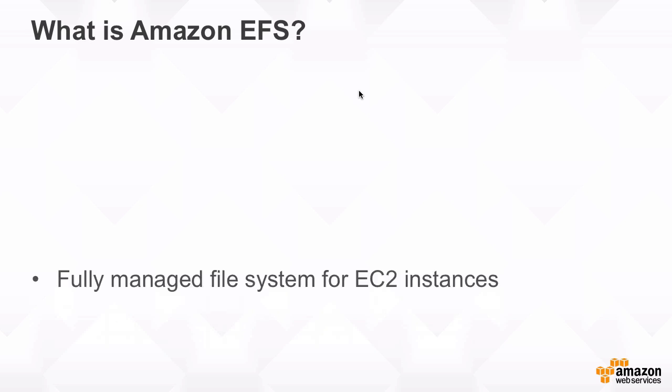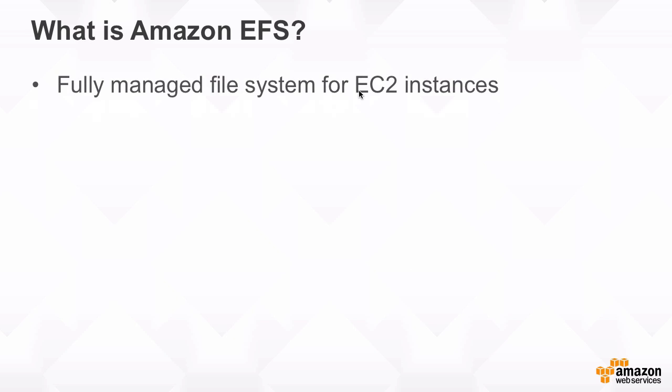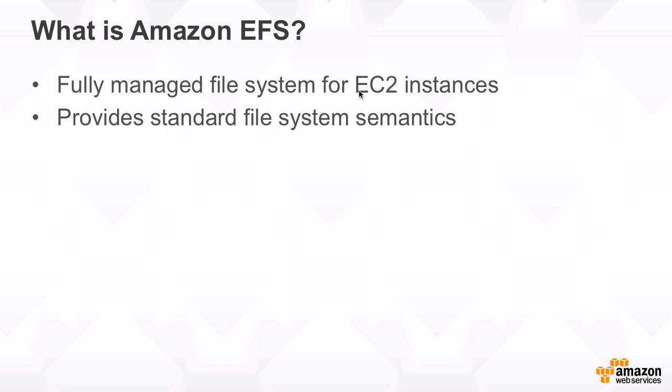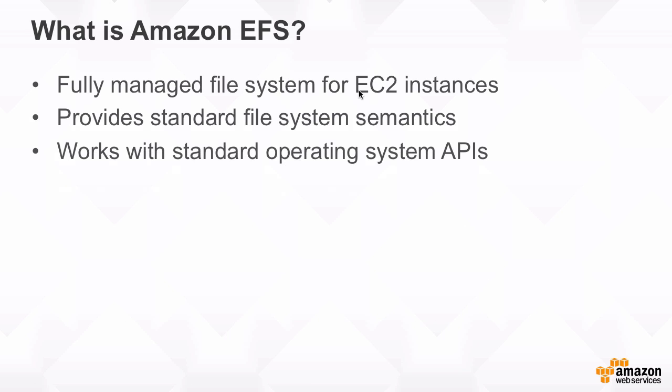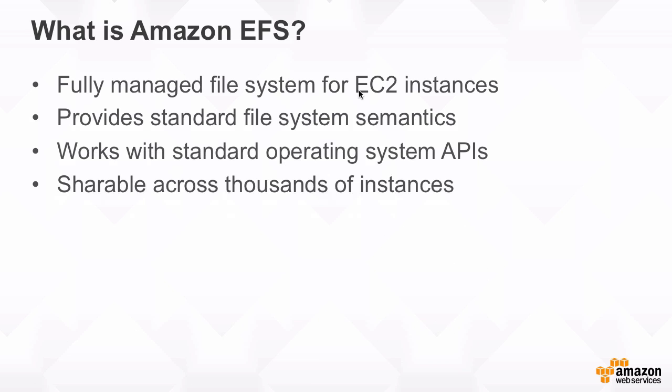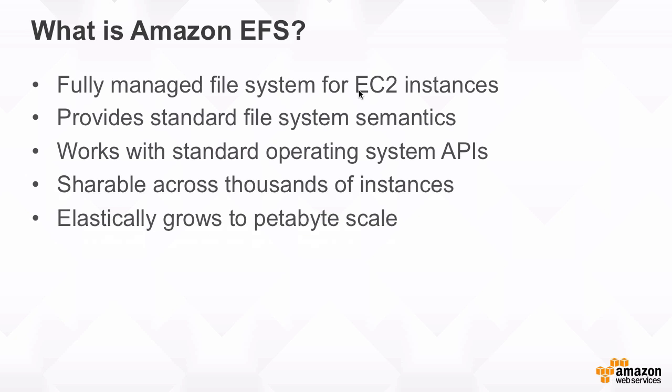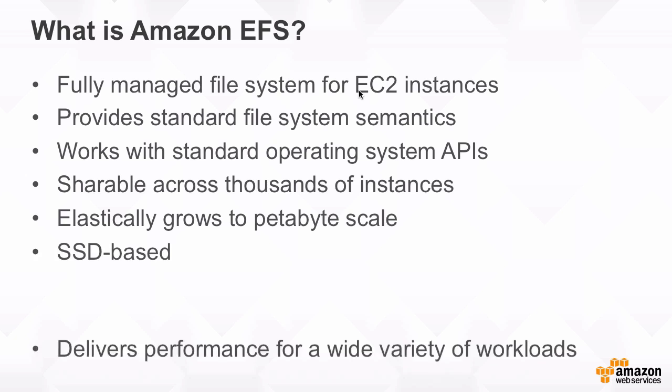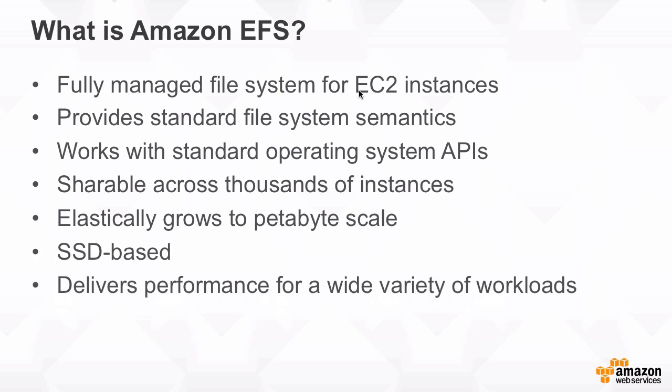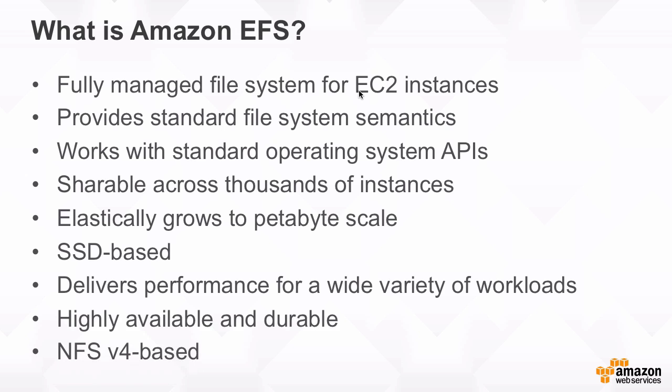What is Amazon EFS? It's a fully managed file system for EC2 instances. It provides standard file system semantics, and it works with normal default operating system APIs. It's shareable across thousands of EC2 instances, and it can elastically grow to petabyte scale. It's based on SSD devices to provide you the performance that you need, and it can deliver the right performance for a quite broad variety of workloads. It's highly available and durable, and it's based on an NFS v4 interface.